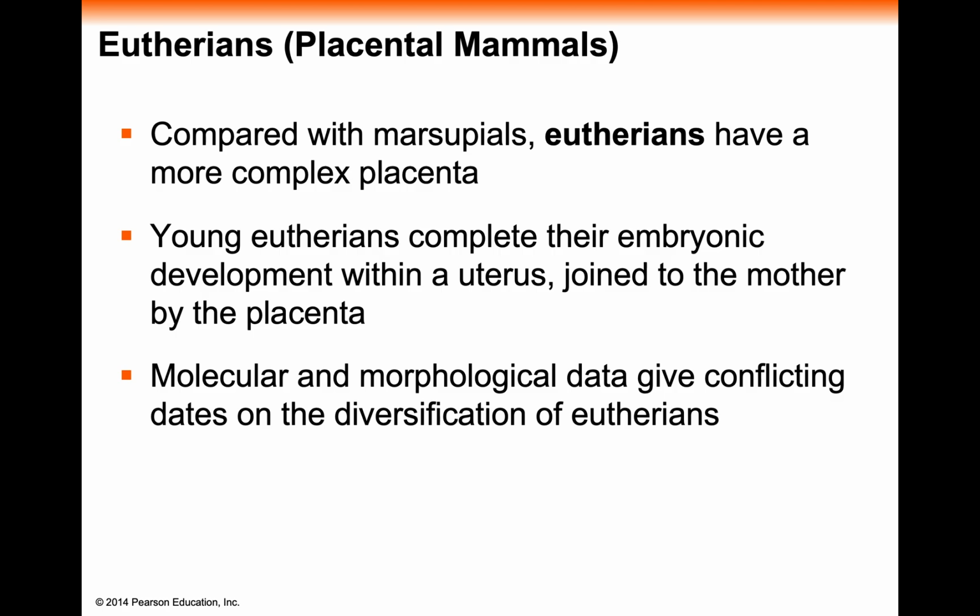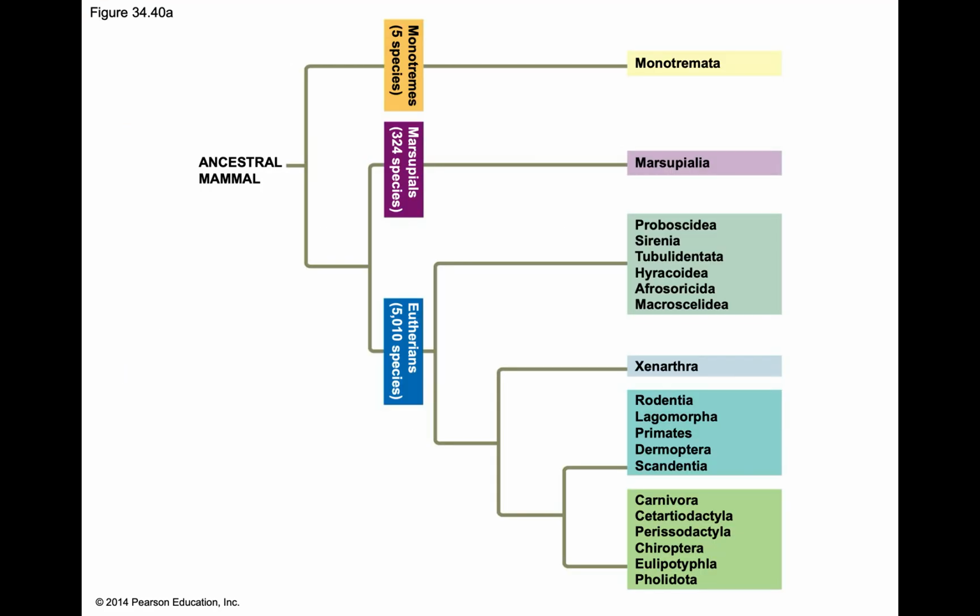Newborn humans are much more reliant on their parents, but part of that has to do with our brain. If our brains got any larger before we got evicted from the womb, we wouldn't be able to get out of the womb. Humans are one of the only animals that really need help with birth, which is why there's a whole branch of medicine today involving child labor. So molecular and morphological data give conflicting dates about diversification of the eutherians, basically trying to decide how all these guys fit together and where they branch off.